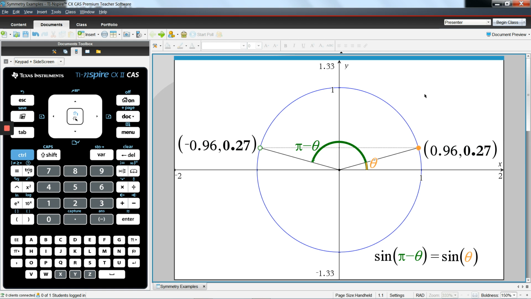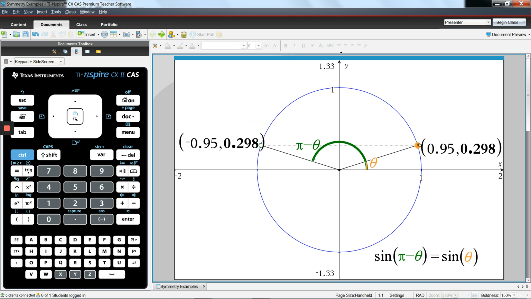So on this unit circle here, I've got the angle line for theta, the orange one, and the green one is the angle line for pi minus theta. I want you to look at the y values of each of these coordinates. So I've got 0.27 on the left and 0.27 on the right.